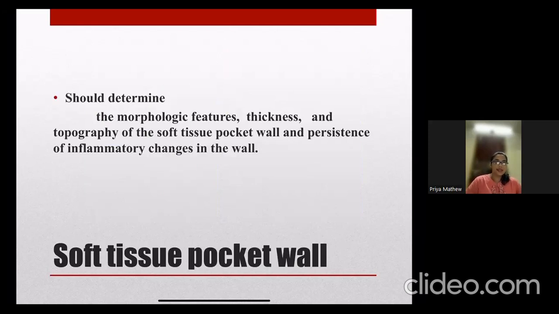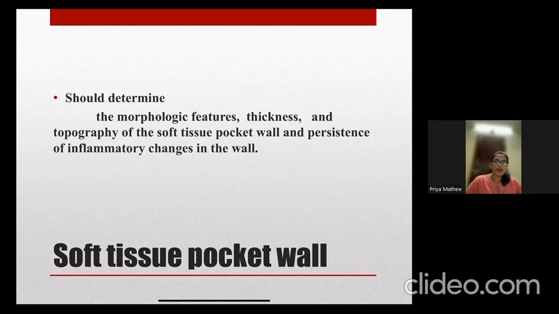Now a clinician should determine the morphological features, the thickness, and the topography of the soft tissue pocket wall, and the persistence of inflammatory changes in the wall. So what do we do? We very well know that after phase 1 therapy, we do periodontal charting, and we get to know the pocket depth ranges, and we will determine whether it is a gingival pocket or a true pocket. If it is a gingival pocket, we will go for a gingivectomy.